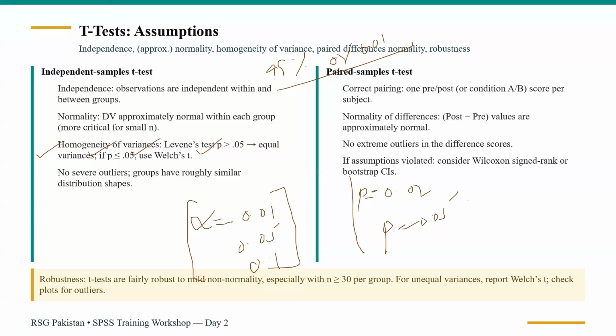So at the start of the program, we consider 20 individuals and record their weight. At the end of the program, after 90 days, we record their weight again. When the subjects are the same and we are comparing the results, in that case we use the paired samples t-test.